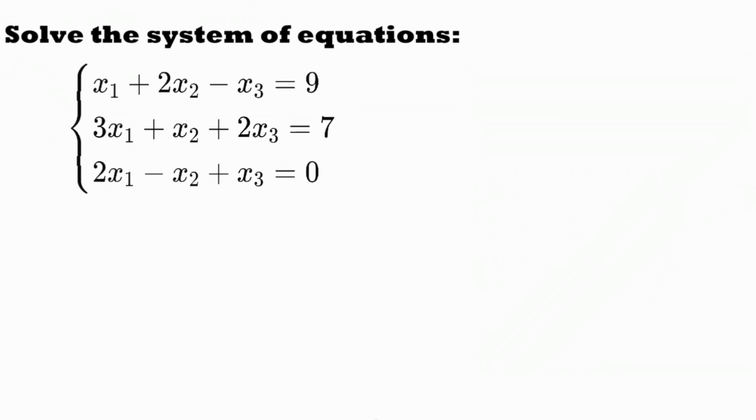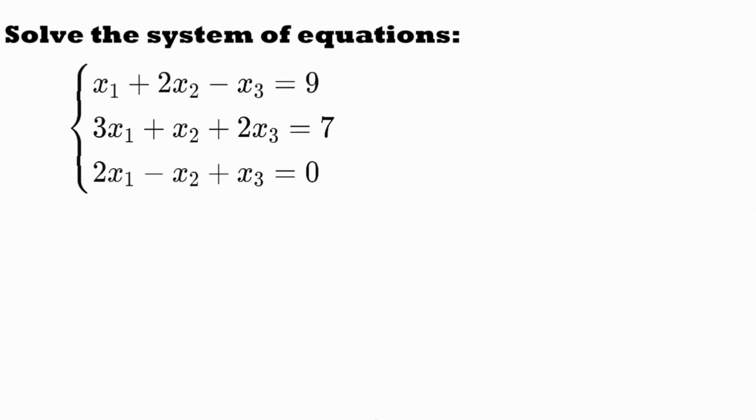Today, I brought you guys this system of equations where we have x1 plus 2x2 minus x3 is equal to 9, 3x1 plus x2 plus 2x3 is equal to 7, and 2x1 minus x2 plus x3 is equal to 0. And what we need to do is solve the system of equations. So basically, we need to solve for x1, x2, and x3, okay? So let's go ahead and do this.